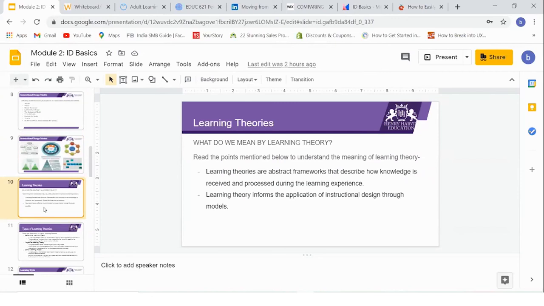So we come to learning theories. What do we mean by learning theory? Learning theories are abstract frameworks that describe how knowledge is received and processed during the learning experience, and they inform the application of instructional design through models. So it encompasses the psychology of learning, and then it tells how to teach using that psychology.